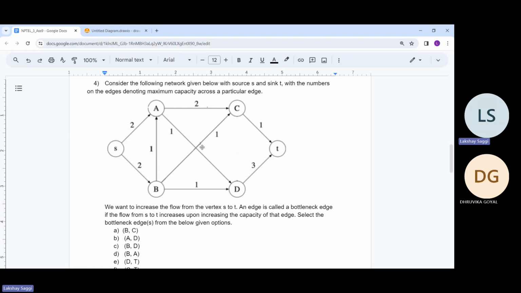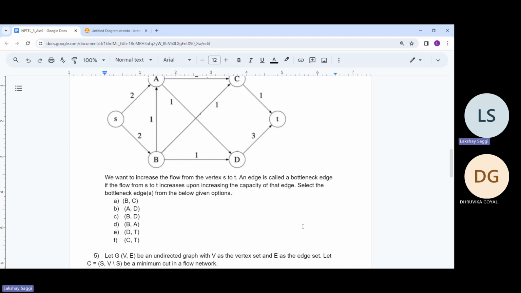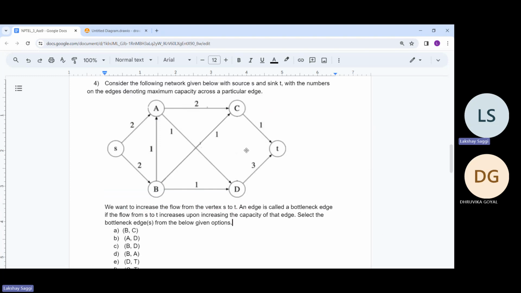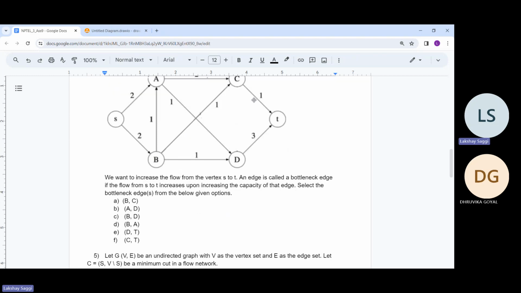We want to increase the capacity of an edge such that the value of max flow increases upon increasing the capacity of that edge. The problem statement says select the bottleneck edges from the given options. There can be multiple edges actually. So we want to select all possible edges such that on increasing the capacity of that edge, the max flow from S to T increases.